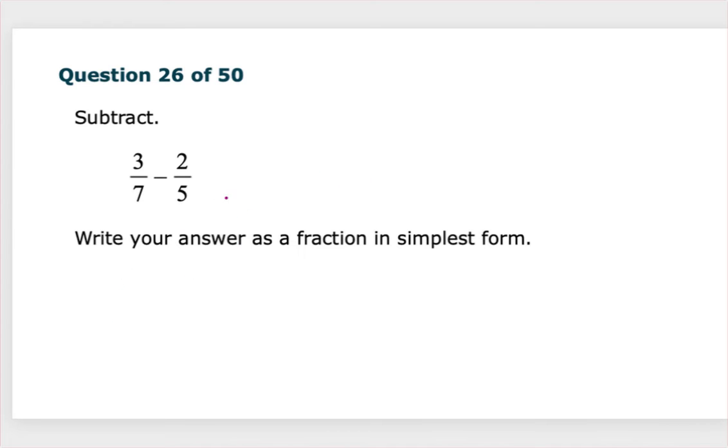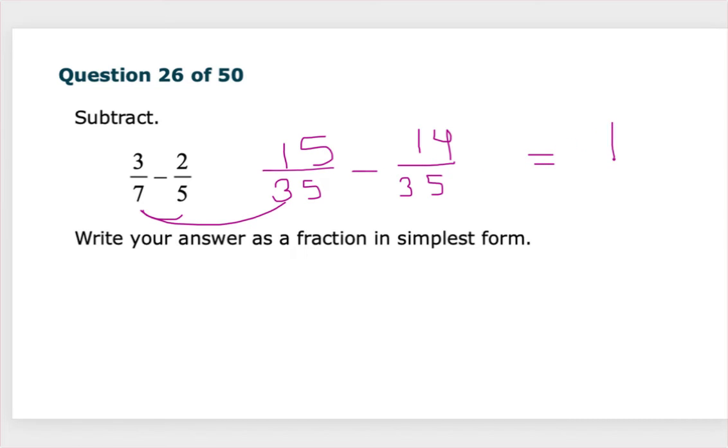And lastly, no, not lastly, we're on number 26. We're going to need to get a common denominator again. So the common denominator is 35. 7 goes into 35 5 times. So 3 times 5 is 15. 5 goes into 35 7 times. So 2 times 7 is 14. We're subtracting. So we get 1 out of 35.